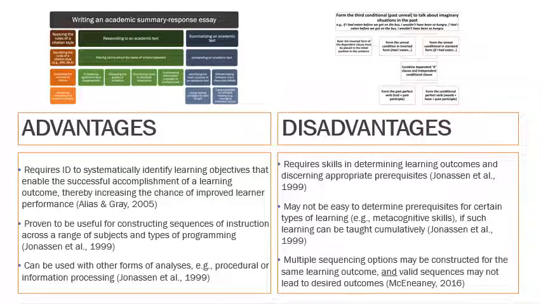For many learning outcomes, it is possible to sequence instruction in multiple valid ways. For example, writing an academic summary response essay can be and is taught in ways that differ from the learning hierarchy analysis presented here. Therefore, learning hierarchy analyses require validation through logical analysis and empirical study, and may be highly dependent on the context in which they are applied.